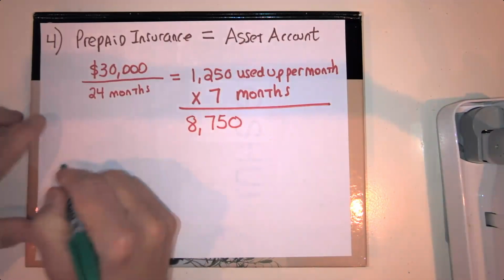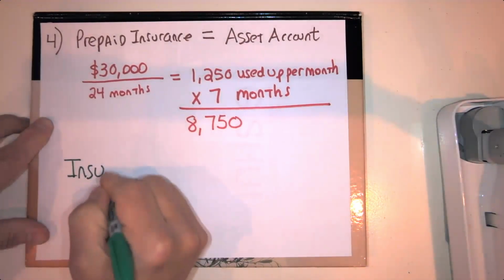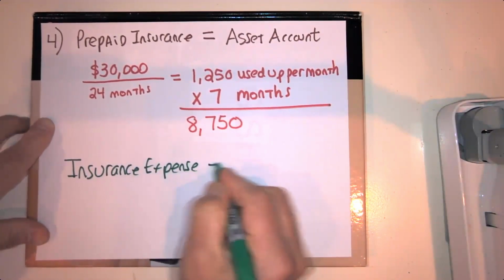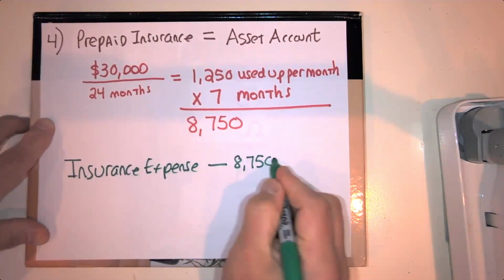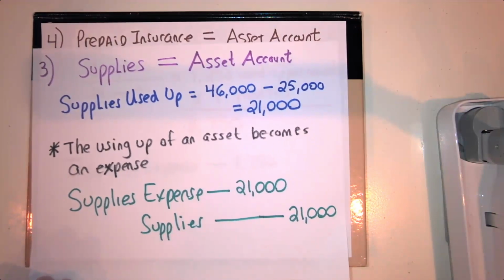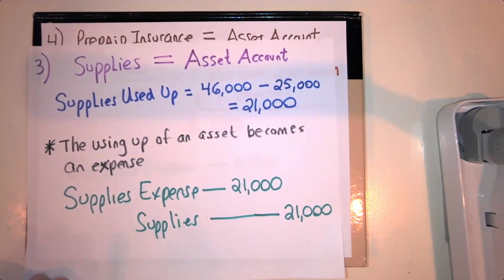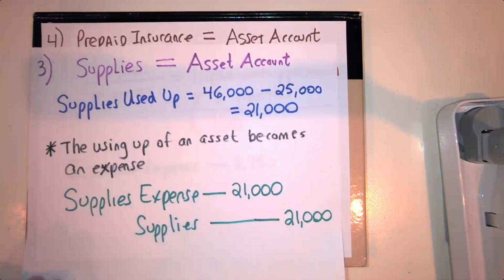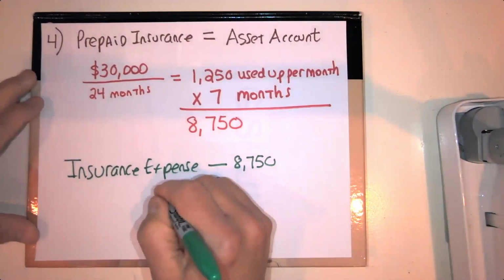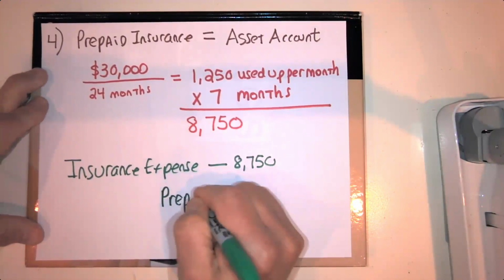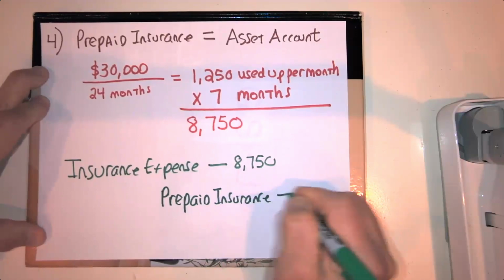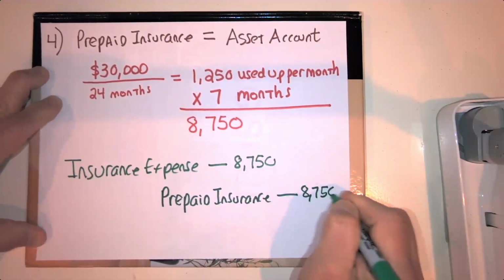So to record this, we will debit our insurance expense to record the expense, just like we did here when we debited supplies expense. And the credit is to the asset to reduce the asset because some of it has been used up. So we will credit to reduce our prepaid insurance, $87.50.